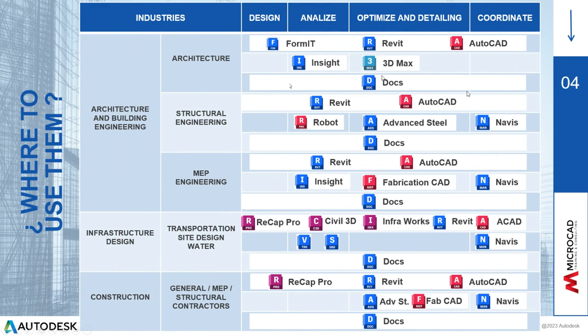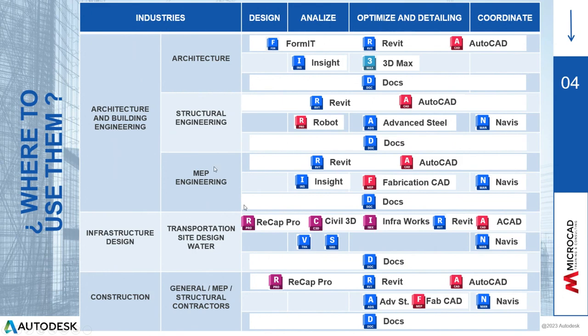For structural engineering, same thing. For design, and through all the process, we use Revit and AutoCAD. For analyzing, we use Robot Structural Analysis. For optimize and detailing, we use Advanced Steel. For coordination, we use Navisworks. And for management documentation, we use Docs.